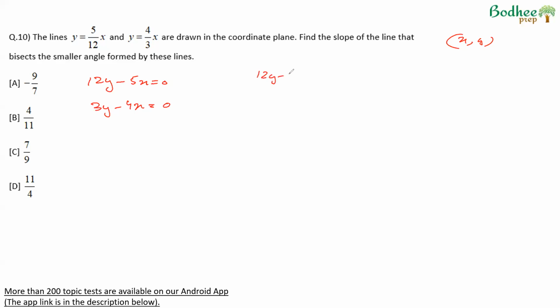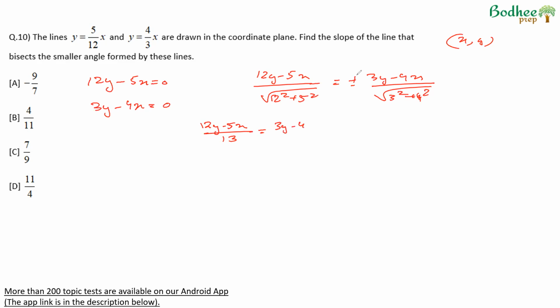12y minus 5x upon root of 12 square plus 5 square is equal to plus minus 3y minus 4x upon root of 3 square plus 4 square. So we get two equations. One is 12y minus 5x upon 13 is equal to 3y minus 4x, taking the positive sign, upon 5.